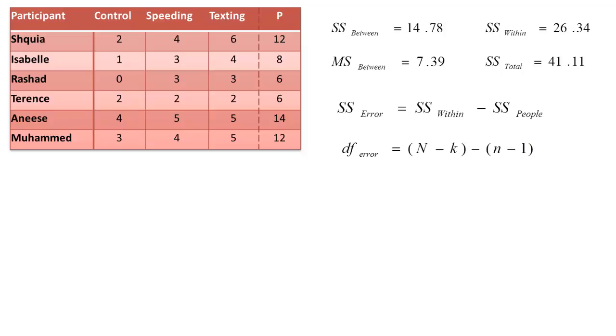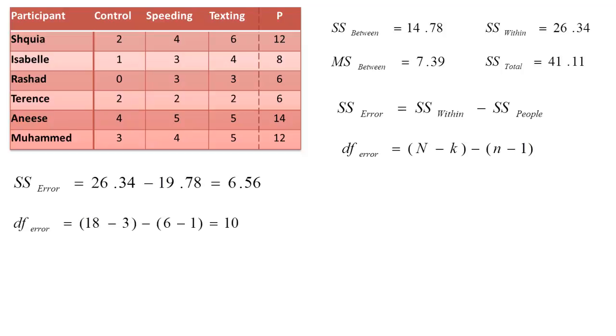So here are all the things that we already know. So our sum of squares error is going to be 26.34 minus 19.78, which equals 6.56. Our degrees of freedom error is going to be 18 minus 3 minus 6 minus 1, which equals 10. And if we know our sum of squares error and our degrees of freedom error, we can calculate our mean square error, because mean square is always equal to sum of squares divided by degrees of freedom. So that equals 0.66 for this data set.